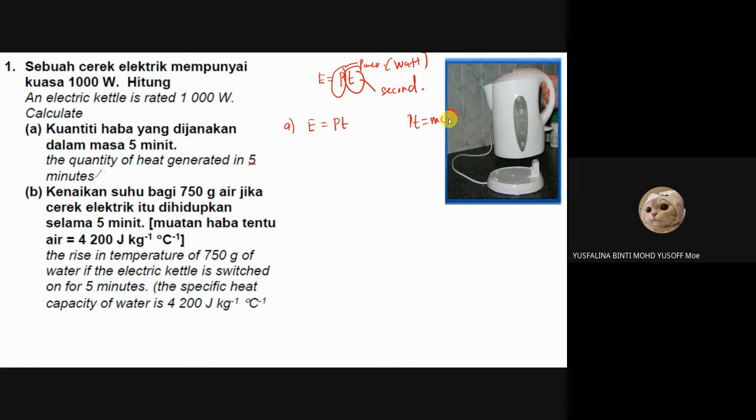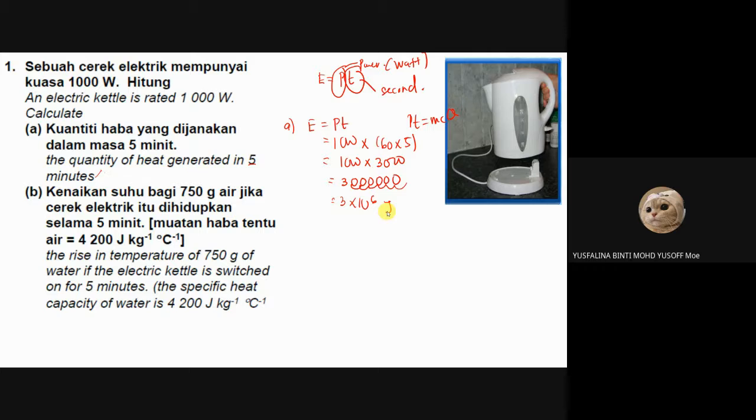So P is 1000, time is 60 times 5. So 1000 times 300, so you will get 3 followed by five zeros, I mean three hundred thousand times... let me change to standard form, it's much easier. So 3 times 10 to the power of 6 joule. Okay, so everyone, you get the answer for this one.